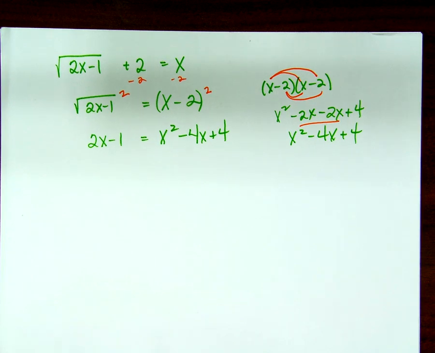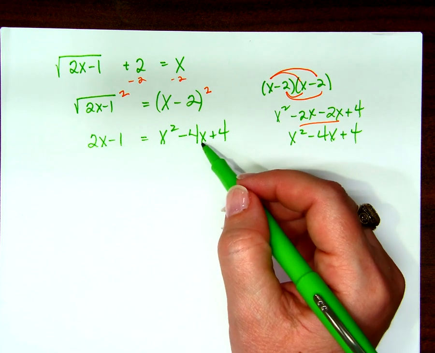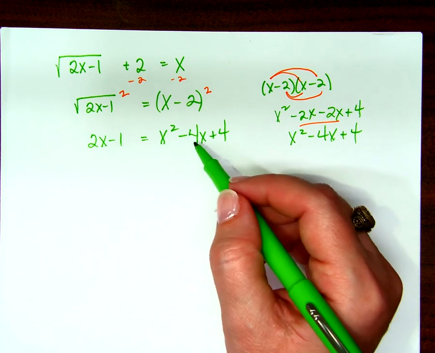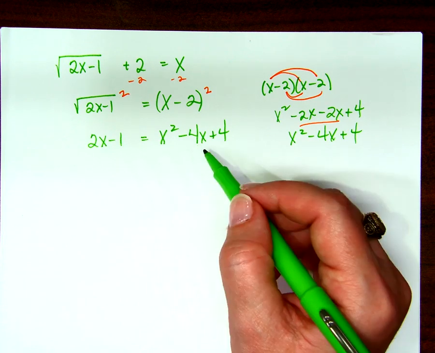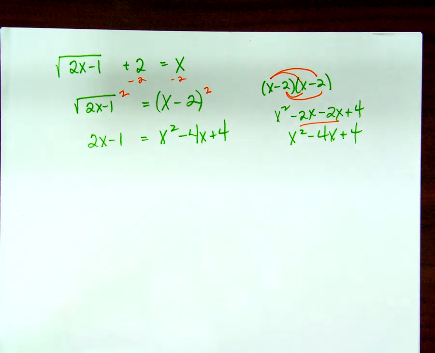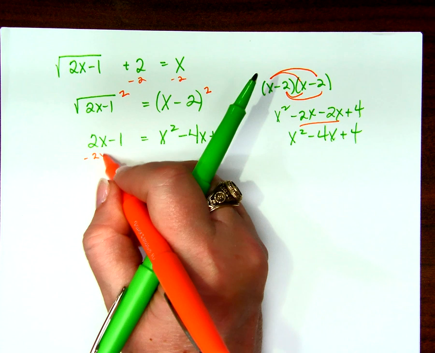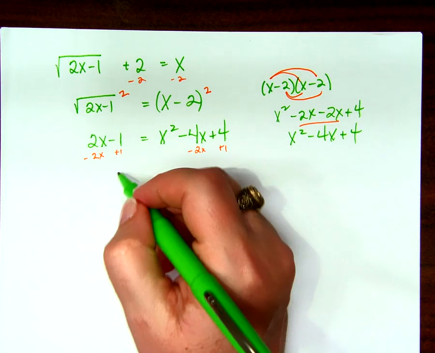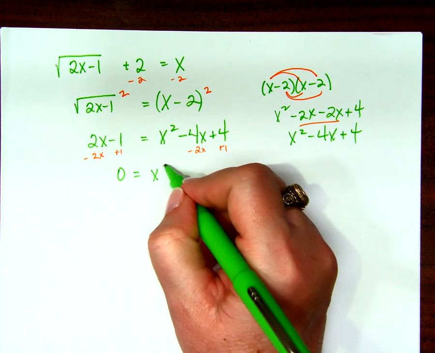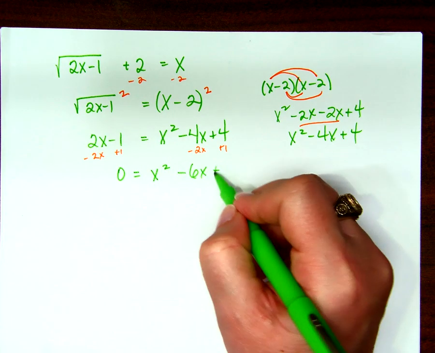Why do you have to combine like terms though? You want it equal to 0? Absolutely. There is an x squared term, but there's also an x term. And if there's both of those, we know some ways to solve those, factoring being one of them, right? But the only way we can solve it by factoring is to get it equal to 0. So subtract 2x from both sides and add 1 to both sides. So 0 is going to equal x squared minus 6x plus 5.